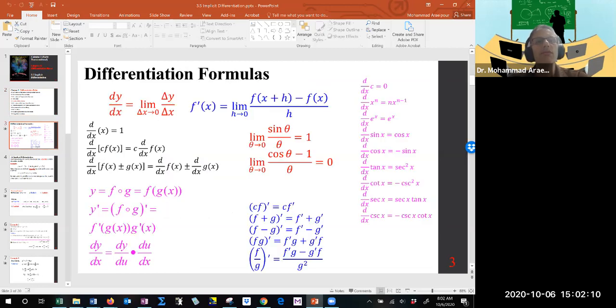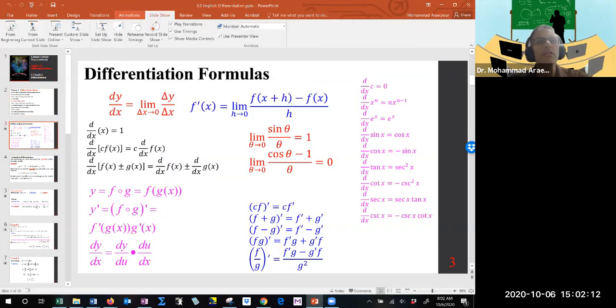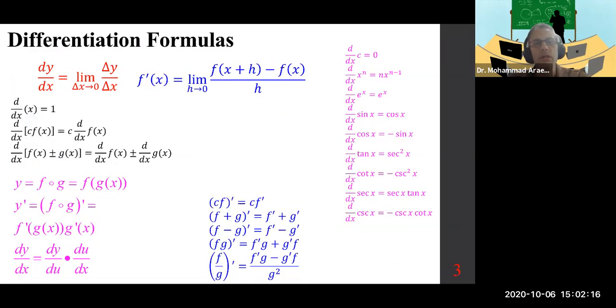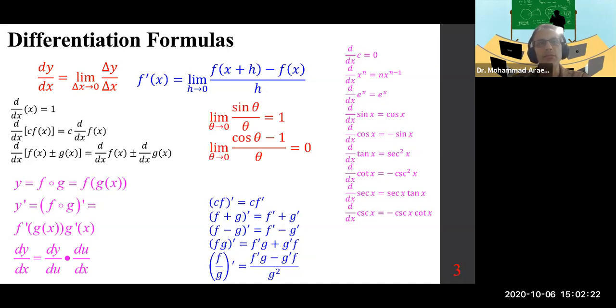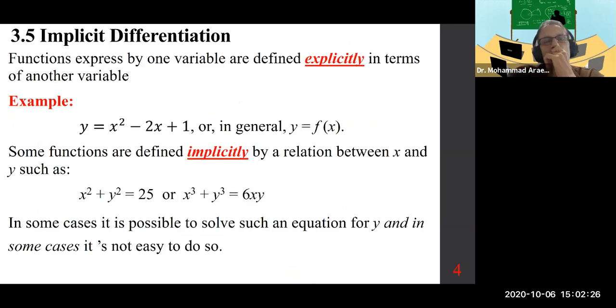There are a bunch of formulas that we have seen, and I hope everybody remembers all of them because we need them to move on, okay? Now, this is everything from previous sections, and now the idea of implicit differentiation. And why do we need that?